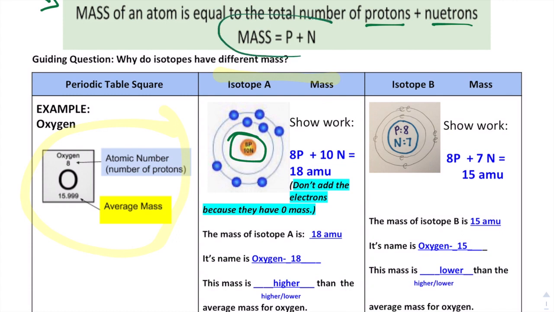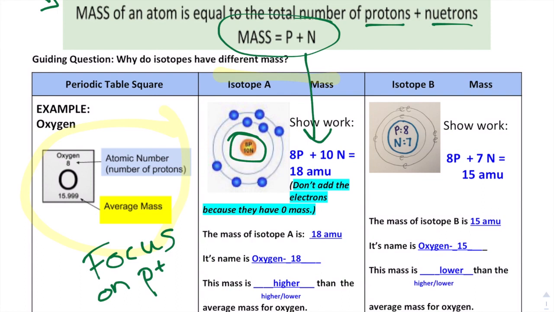We said mass equals protons plus neutrons. So I'm showing my work here. 8 protons plus 10 neutrons equals 18. There's a reminder highlighted in blue. Don't add the electrons because they have 0 mass. So we're just focusing on the nucleus here, and we're focusing on the P and the N, the protons and the neutrons. So the mass of isotope A is 18 AMU. And then to practice the isotope names, oxygen-18 is the name of this isotope.